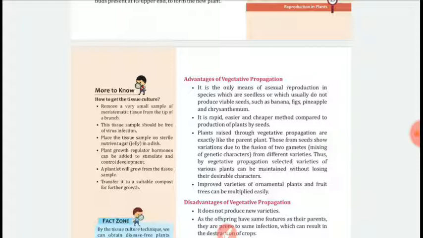Thus, by vegetative propagation, selected varieties of various plants can be maintained without losing the desirable characters. Improved varieties of ornamental plants and fruit trees can be multiplied easily.